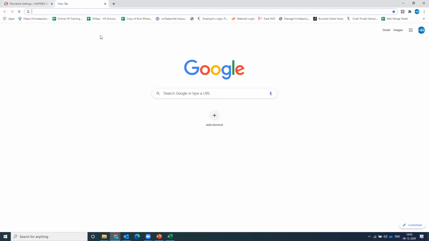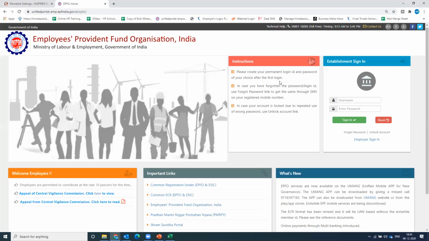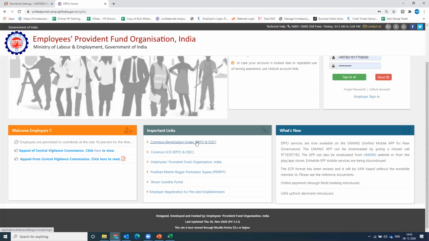This is very easy, Anita. There are a few minimum documents: employer ID, address proof, number of employees, and digital signature. Once you apply, you immediately get the PF code.